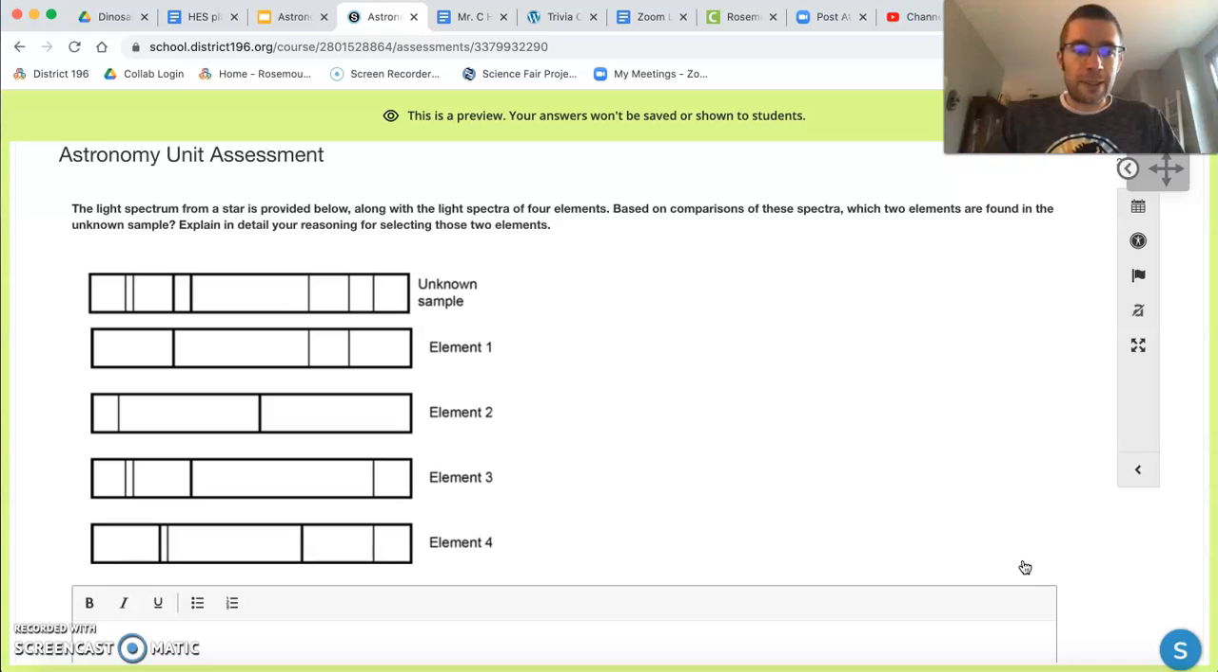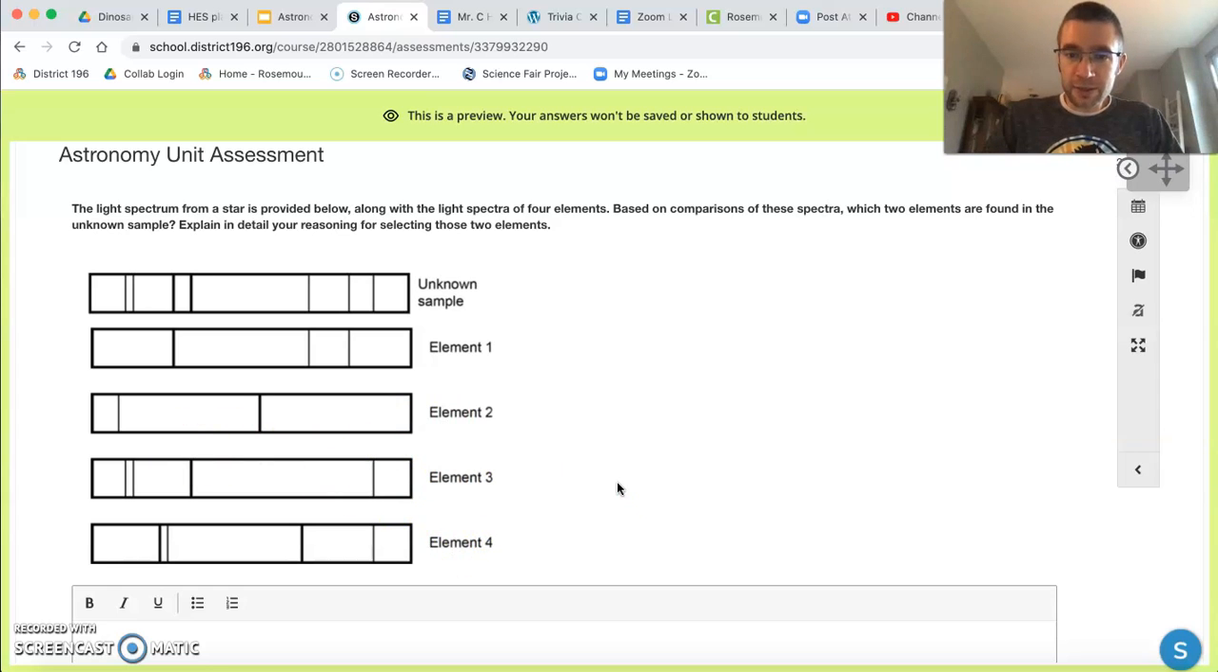Question number three. This should look very familiar. All right. So what you're doing, it says the light spectrum from a star is provided below. That is the unknown sample. Okay. Unknown sample is the star. Along with the light spectra of 4 elements. So you have element 1. That's the spectra for element 1. Same for element 2, 3, and 4.